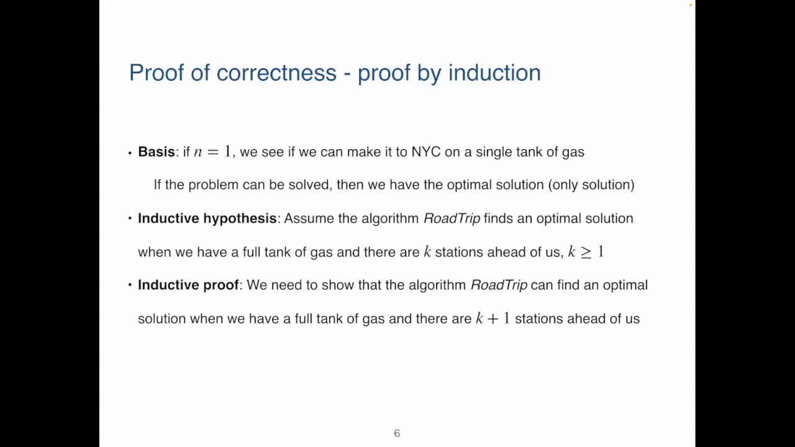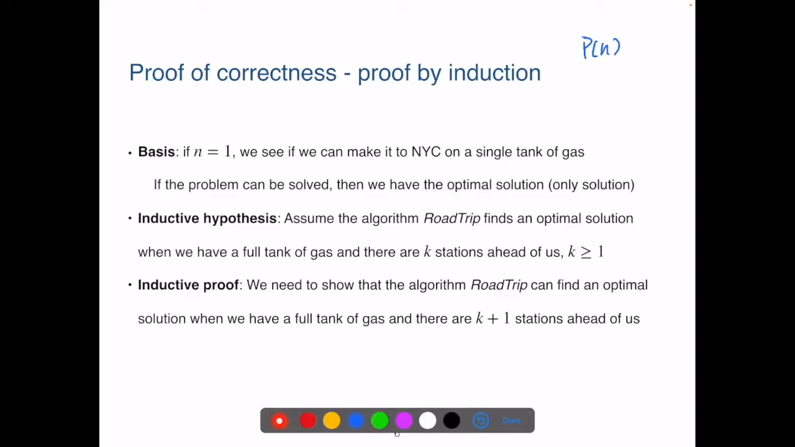Now we look at the proof of correctness. This is, in fact, the more challenging and interesting part. We will use proof by induction. Proof by induction is a mathematical proof technique. To prove that a statement P_n holds, we first show the basis that P_1 holds, and if P_k holds, we need to show that P_{k+1} also holds.